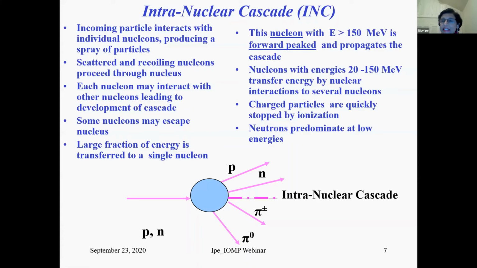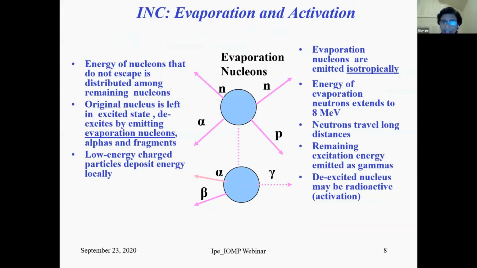development of a cascade. Now, some of these nucleons may escape the nucleus, but a very large fraction of energy is transferred to a single nucleon, and this nucleon with energy greater than 150 MeV is forward peaked, and it will propagate the cascade. The nucleons with energies between 20 and 150 MeV will transfer their energy by nuclear interactions to several nucleons. So on average, each nucleon may receive about 10 MeV. The charged particles will be quickly stopped by ionization, and neutrons will predominate at the low energies.